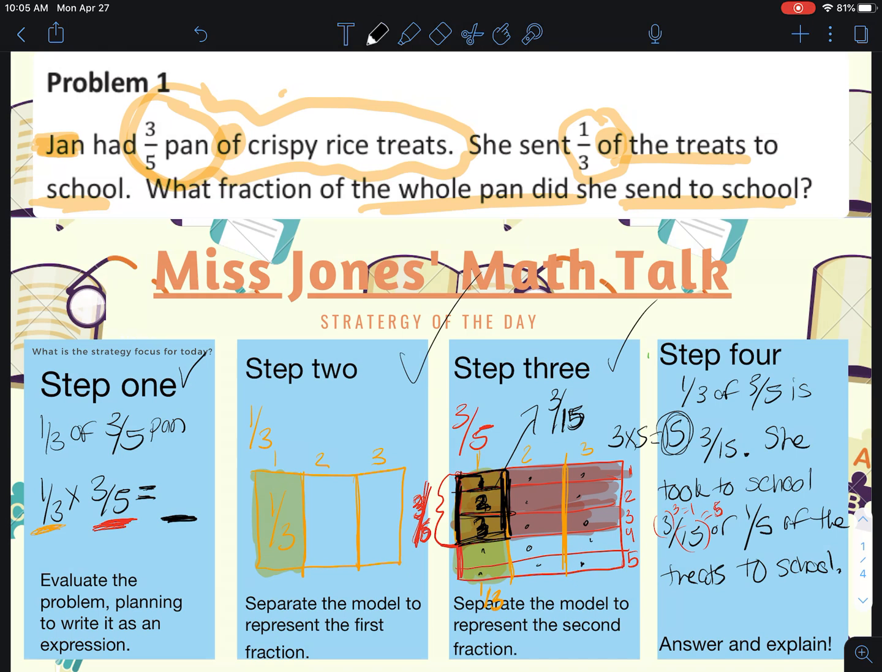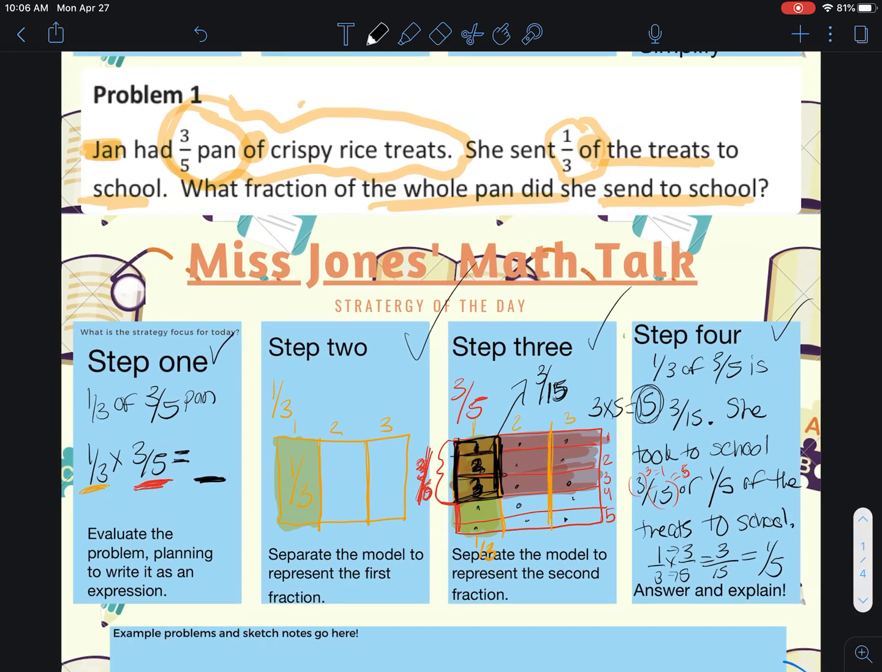So we can always check our math over here in step 4 by just using a multiplication problem. 1/3 times 3/5 equals, 1 times 3 is 3, and 3 times 5 is 15. 3/15 equals 1/5. And so we checked our answer. All right, I hope you guys understand these steps.